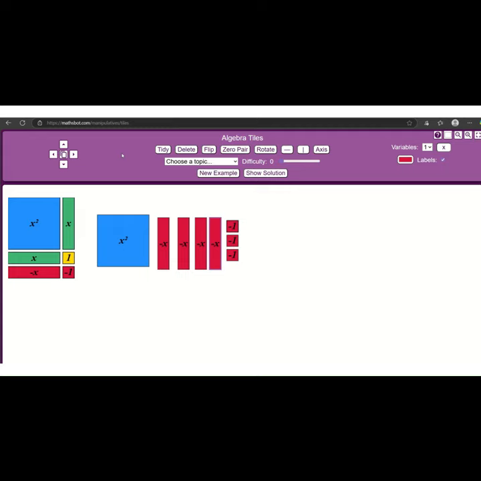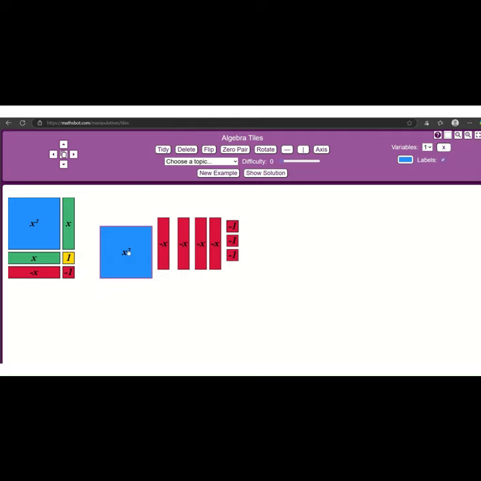In less than 3 minutes, we are going to complete the square for this quadratic using algebra tiles. The quadratic represented in the algebra tiles is x squared minus 4x minus 3. And we are going to rearrange these tiles to literally complete or make the biggest square that we can.